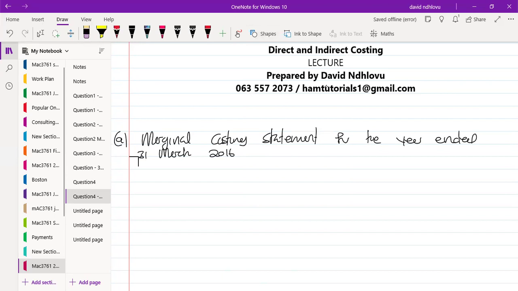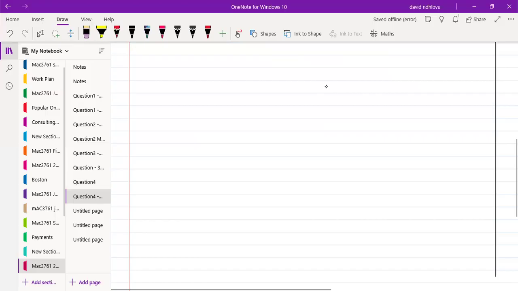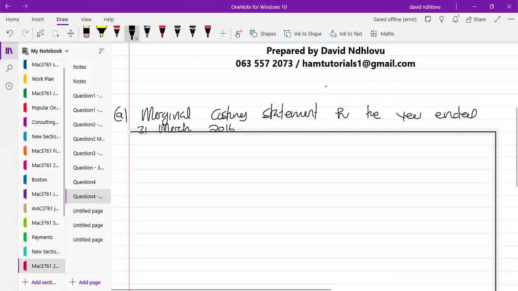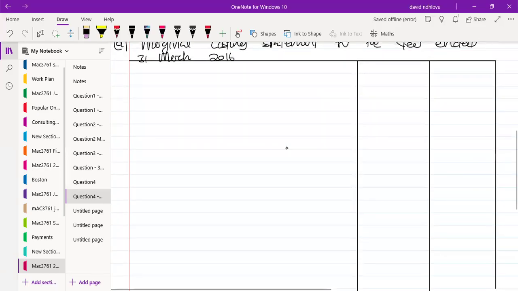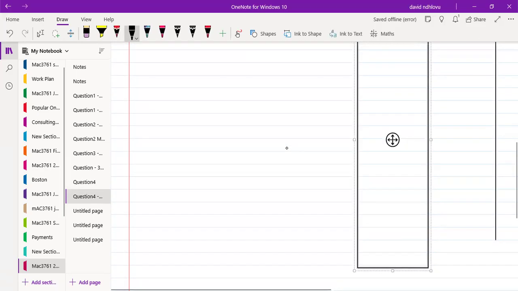Right, remember with this, you must always double check. Are you doing the actual? Are you doing the budgeted? So that you give them exactly what they are looking for. It is sometimes possible to do both with the information that you'll be having. So make sure to double check that before you proceed and start working on the question.